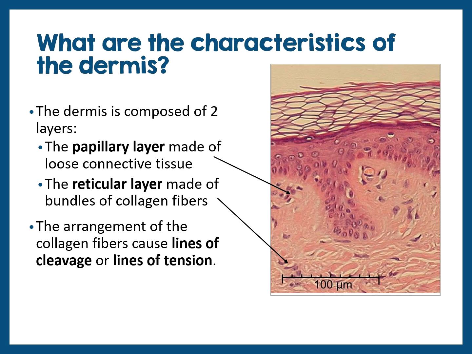And so the arrangement of those collagen fibers within the reticular layer also form bundles. And those bundles create lines that are actually pretty standard in humans. And those lines are called lines of cleavage or lines of tension.